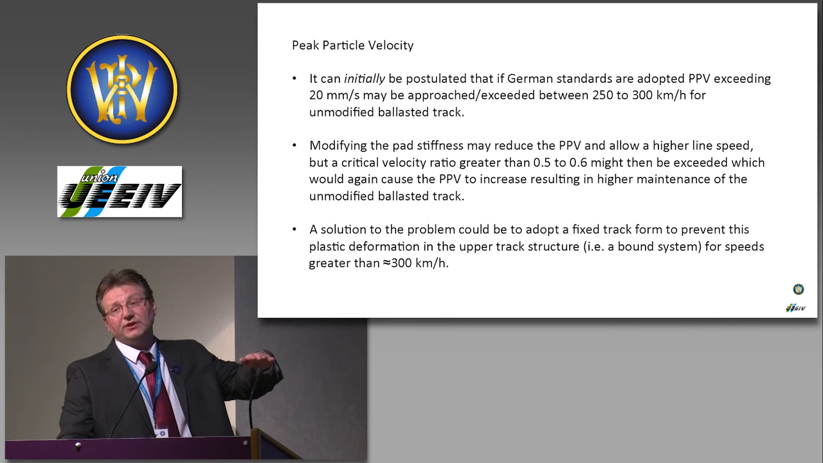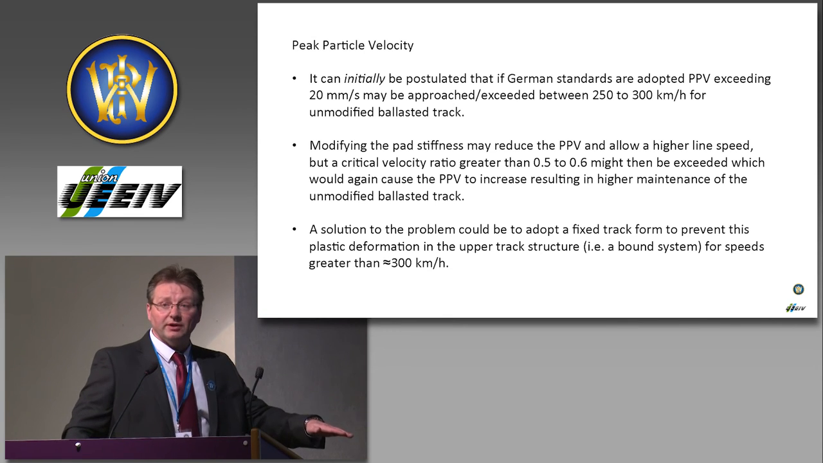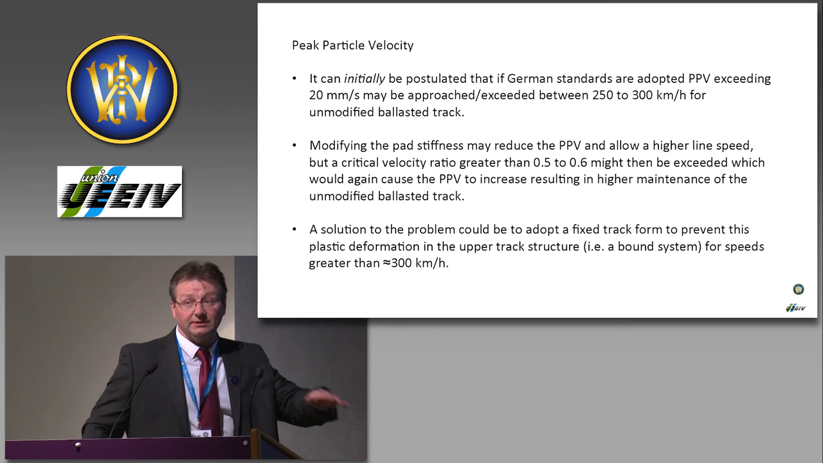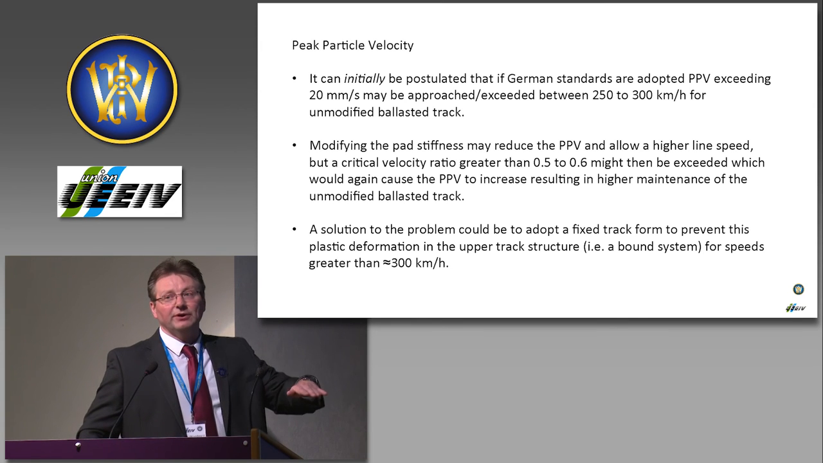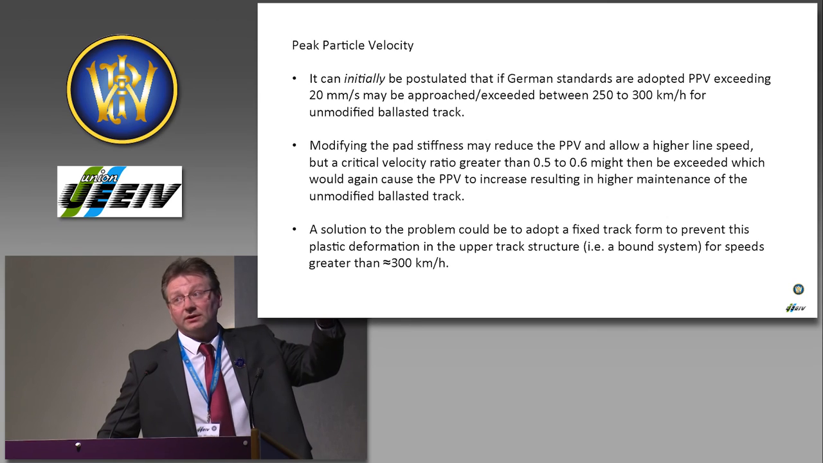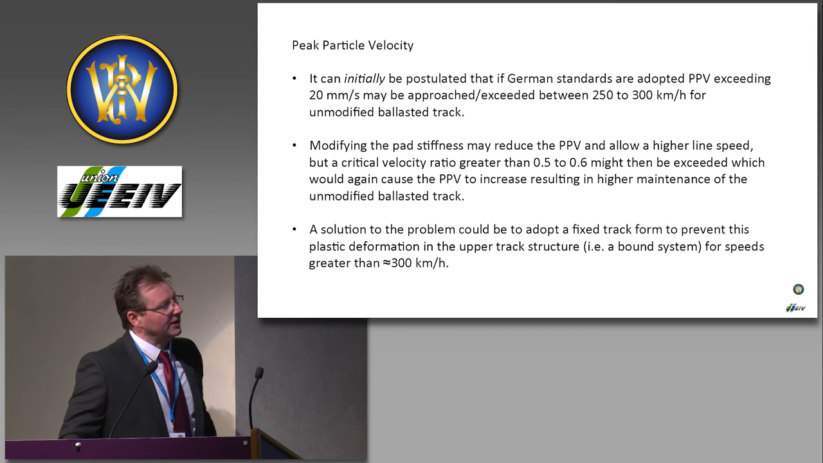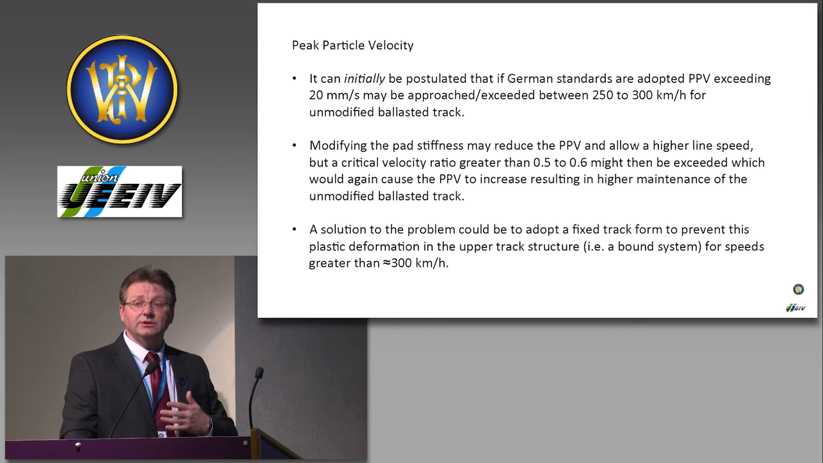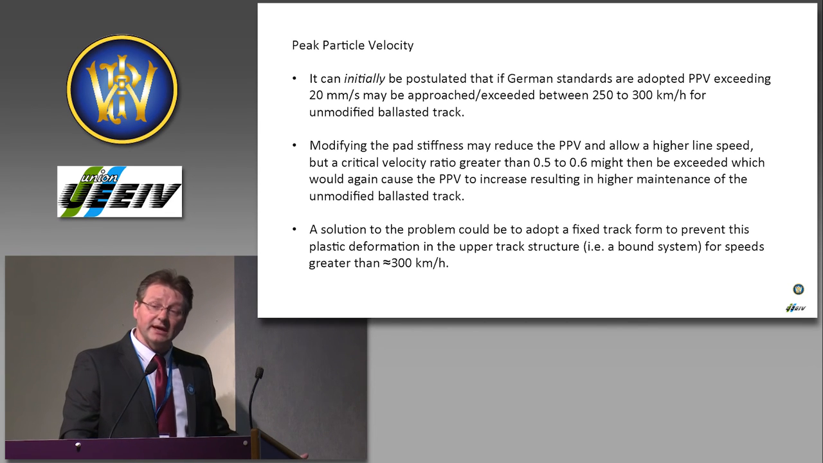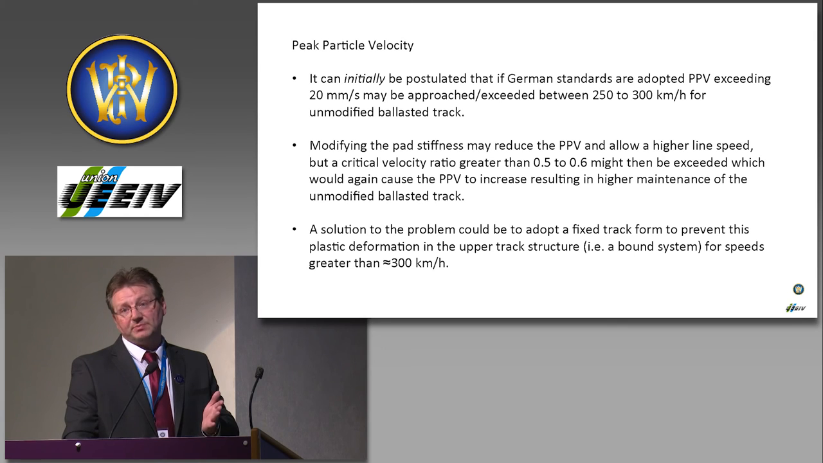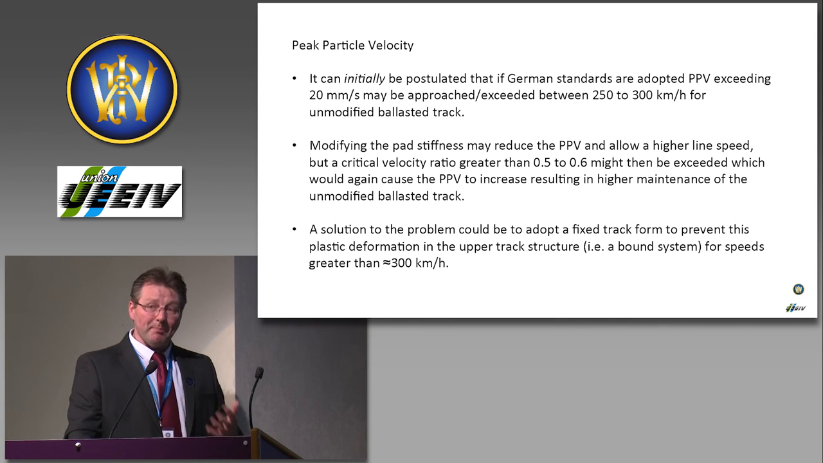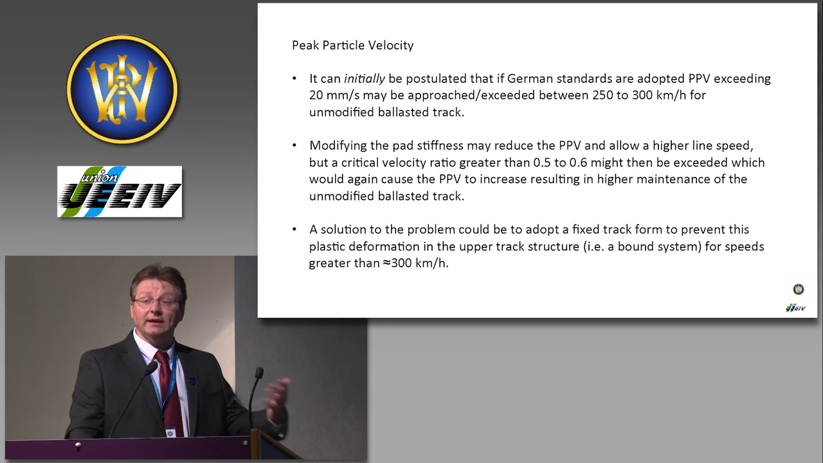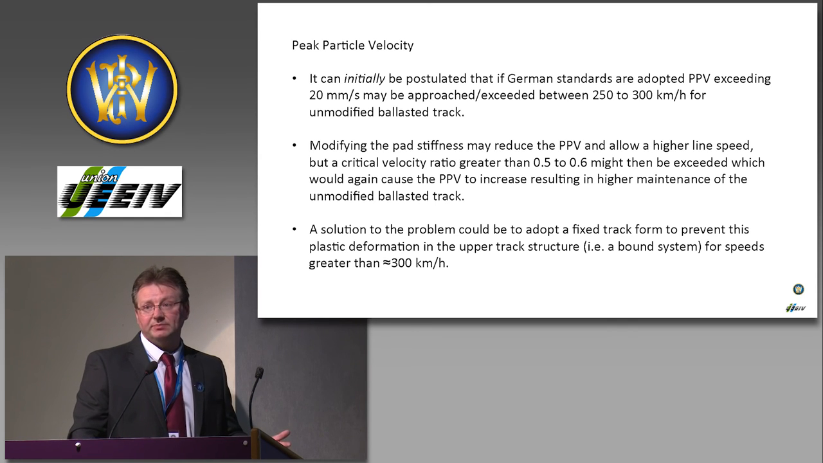In other words, you put the softer pad in to reduce the peak particle velocities, which means you can run the train faster, other issues aside, but that may then cause the peak particle velocity to start increasing again because the critical ratio is increased. A solution to the problem, of course, is to use a stiffer system because it makes quite a difference to the critical speed. And also, it's a bound system, so you're not going to have the settlement problems that you might get in terms of increased maintenance with ballast.